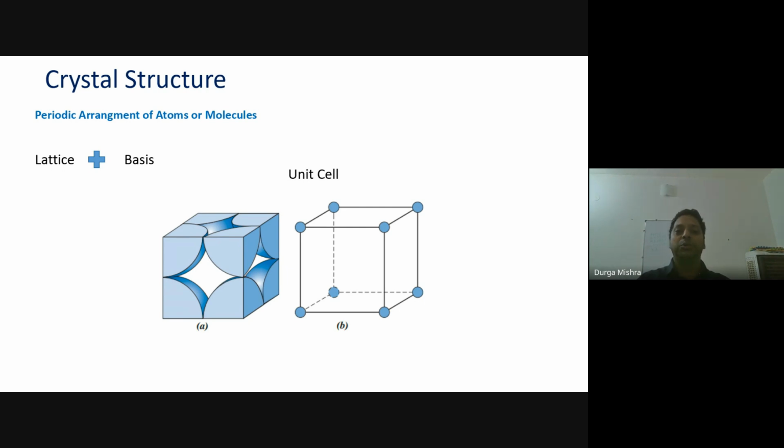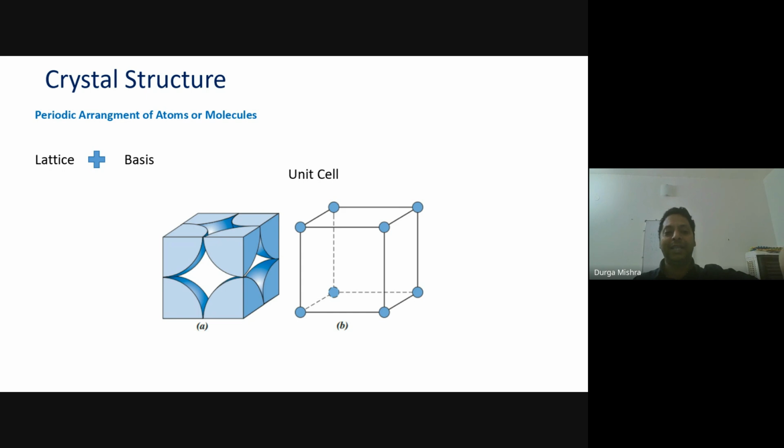Now, to represent this crystal, what we have developed we call a building block. Because we have a repetition of these points, we can take a building block and repeat it in all three dimensions x, y, z, and create the crystal. That building block we call a unit cell.